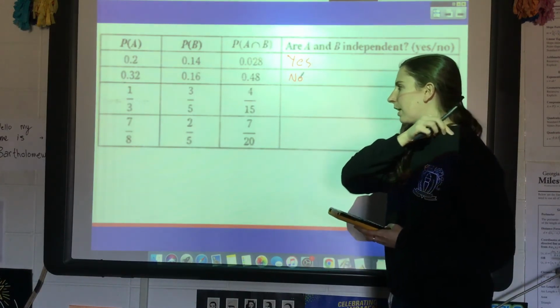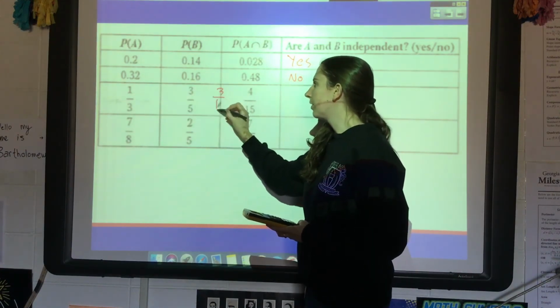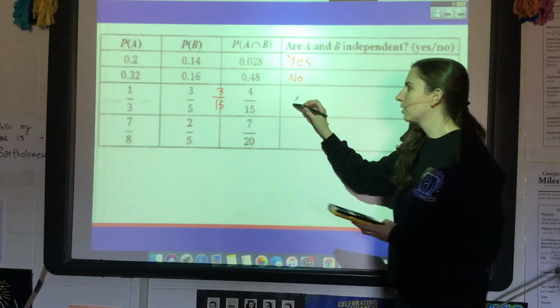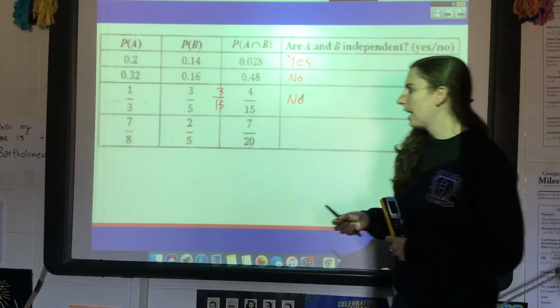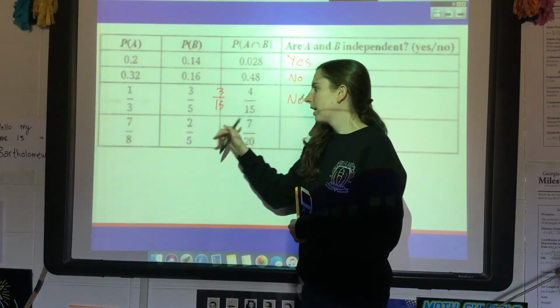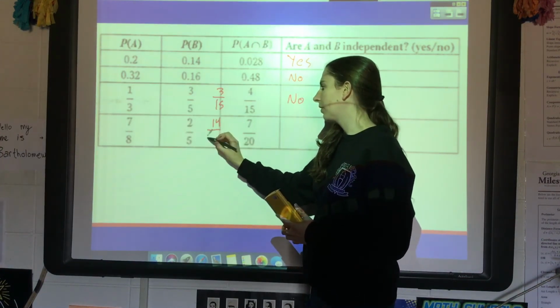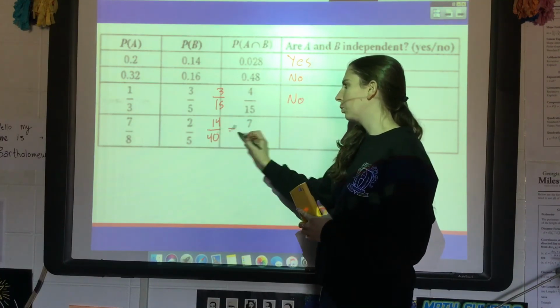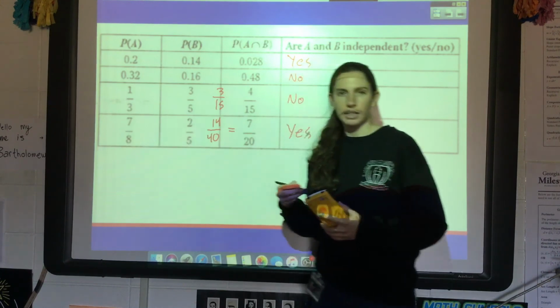On this one, if I do 1 times 3, that's 3, and 3 times 5 is 15, which is not 4/15, so that would be no, they are dependent. And this one, 7 times 2 is 14, 8 times 5 is 40, but if we simplify that, it would equal this. So yes, those events A and B are independent.